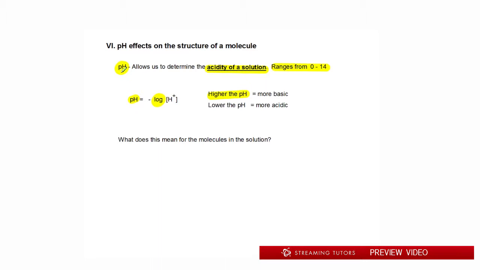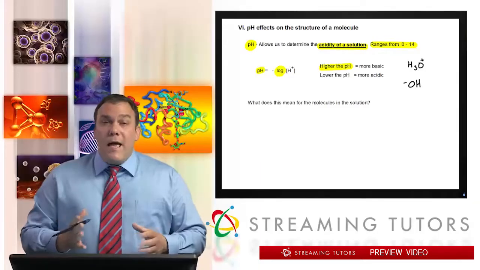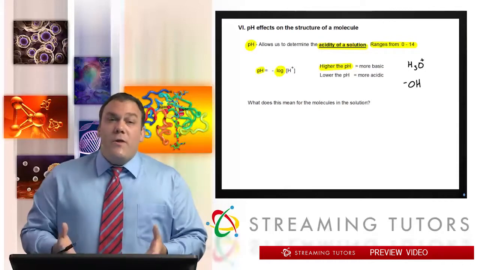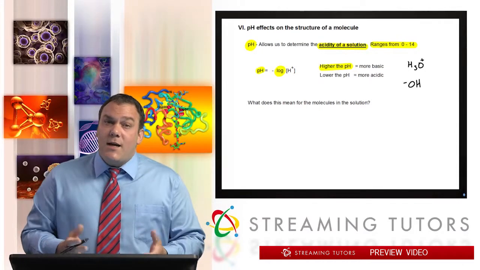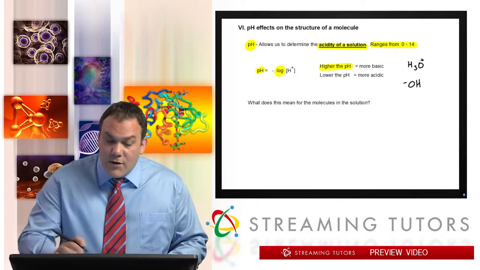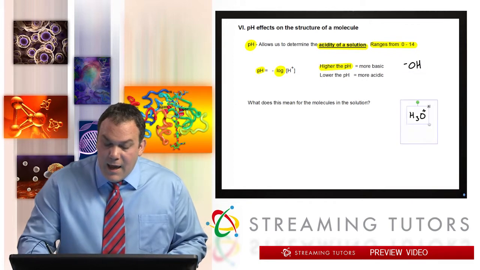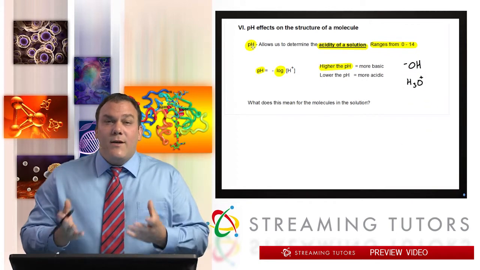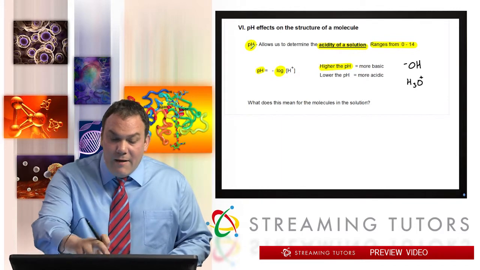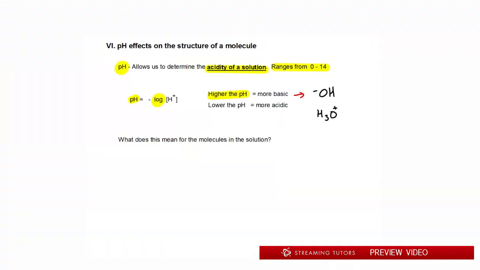Now, when I say acidic and basic, what am I referring to? What I'm talking about is the use of either H3O+ or hydroxide. Remember, aqueous solution is water, and the acid form of water is H3O+. The base form of water is hydroxide. So if we have a high pH, that means we have an excess of hydroxides, more hydroxides in our environment. Whereas a low pH means we have an increase in hydronium, H3O+.